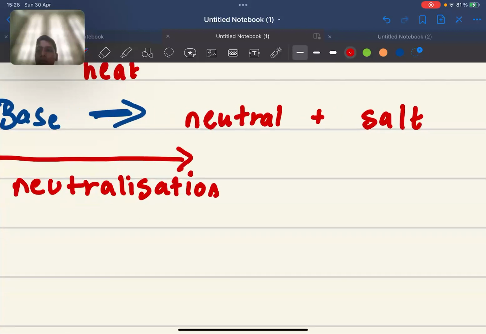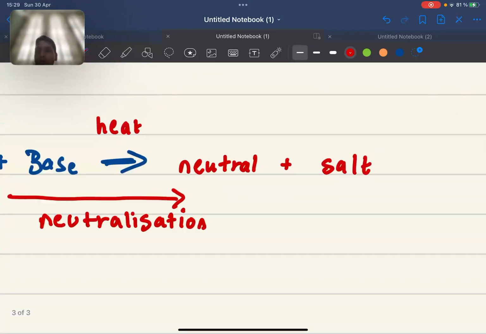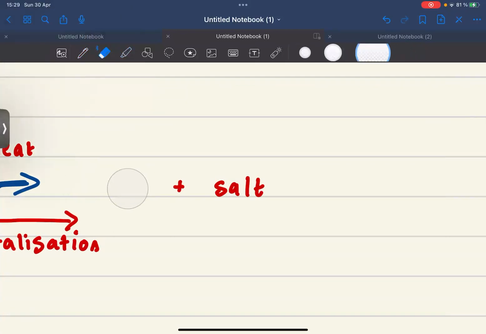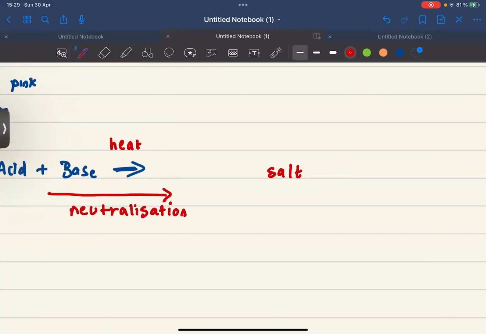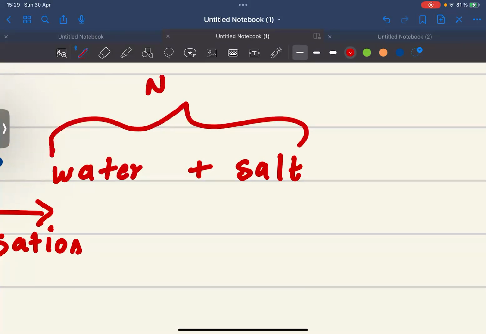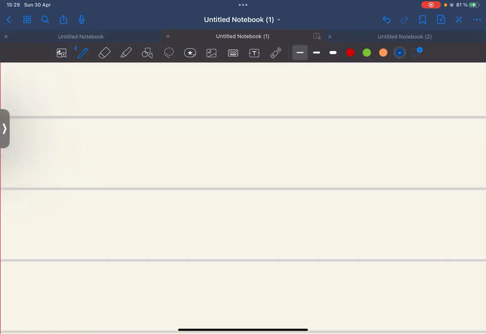Okay, so how will you define neutralization? The reaction between an acid and a base is called neutralization. Salt and water are produced in this process with the evolution of heat. So this is called a neutral solution. Along with salt, water is also produced. I'm writing the definition of neutralization here.